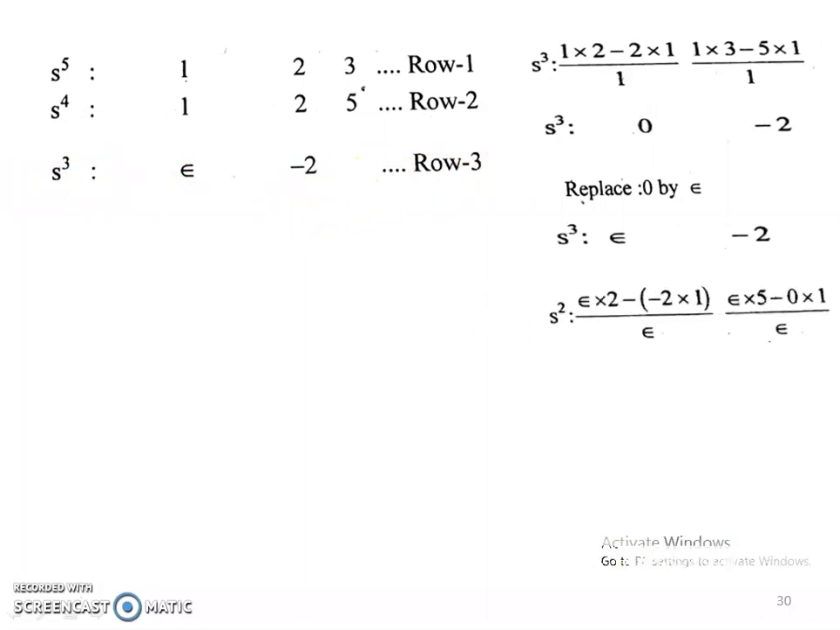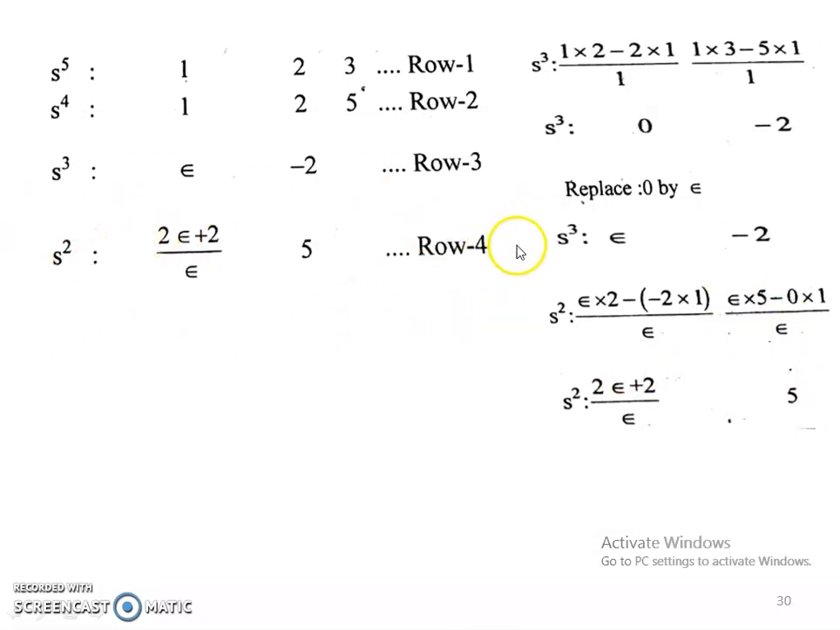Next row is nothing but s square. How will we calculate s square? Epsilon into 2 minus 2 into 1 divided by epsilon. The next element is nothing but epsilon into 5 minus 0 into 1 divided by epsilon. So we have found the next row. After simplification you are getting (2 epsilon plus 2) divided by epsilon, and 5. Here epsilon and epsilon get cancelled, so we will be getting only 5. So we have formed the s square row.